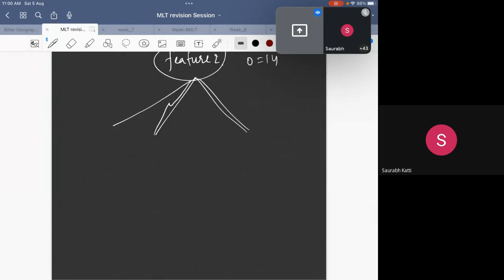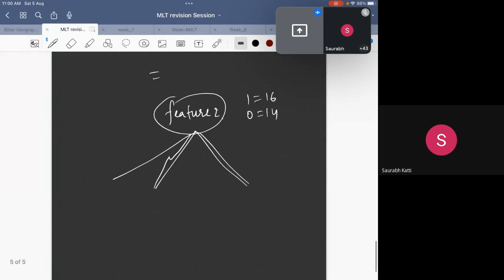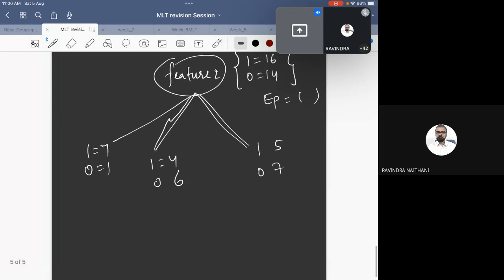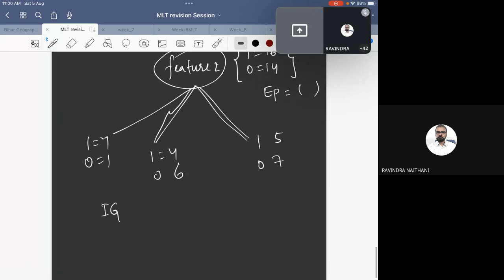Okay, and how will you calculate? So EP you will be calculating. Will EP be the same or different from the first feature? It may be different. But for this case, class 1 is 16 and you get the same classes, so EP will be the same as the other one. Let's say here it is 1 equals 7, 0 equals something, so you are getting some random value. Okay, and how will you calculate the information gain for this case?